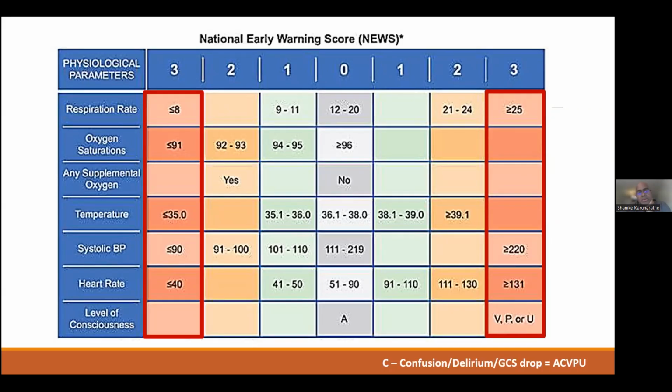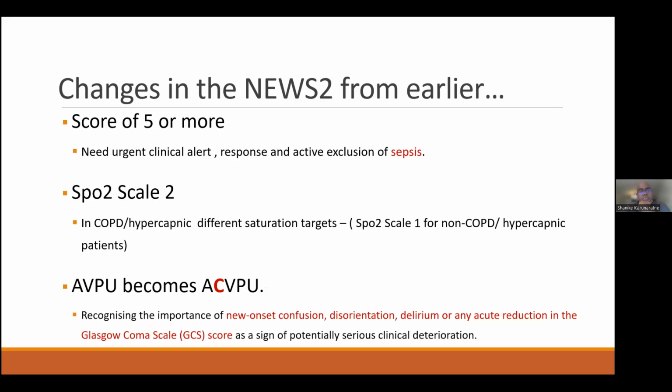Once you calculate the score, taking each component into consideration, you will have a cumulative score. What is new in the new score is that with a score of 5 or more, we need an urgent clinical alert. That is, you have to escalate to a senior level, and active exclusion of sepsis also needs to be done if your patient's score is 5 or more.